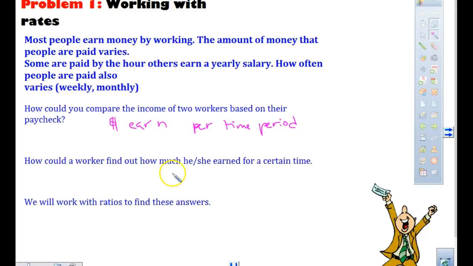So it says, how can a worker find out how much he or she earned in a certain time? Any of you have jobs babysitting? Ever have a job babysitting? And you leave babysitting and the people go, here's $30. Is this okay? And you've been there for 5 hours. And you might say, yes or no, I don't know.